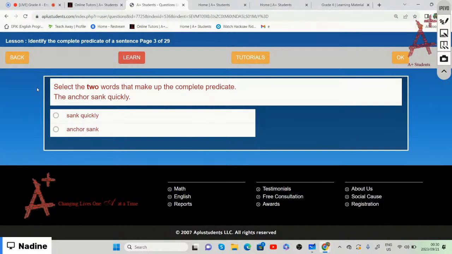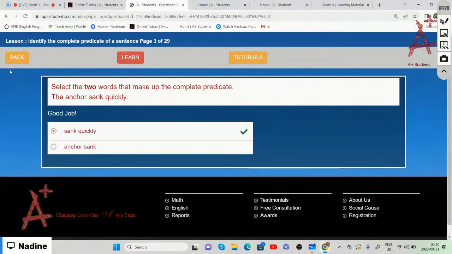And if we select our predicate, then we will say it sank quickly. What sank quickly? The anchor sank quickly. All right.